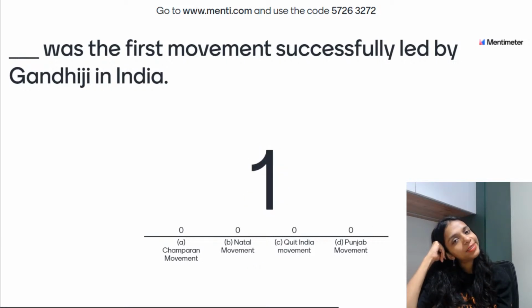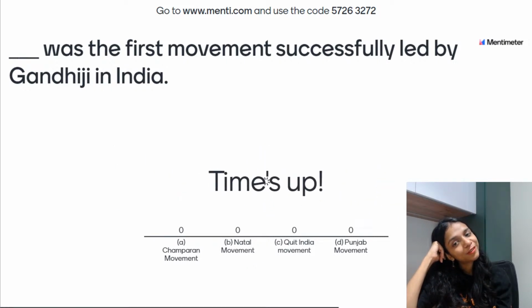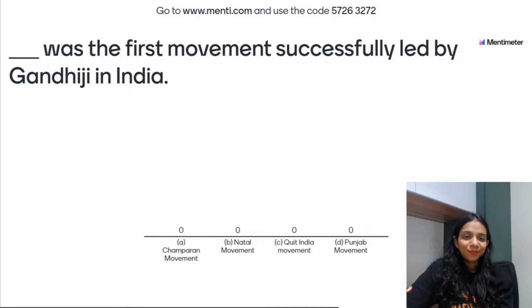Time is up. और हो क्या रहा है ये? क्या हो रहा है? क्यों नहीं आ रहा है? मेंटी धोखा दे रहा है. मेंटी बेवफा है.